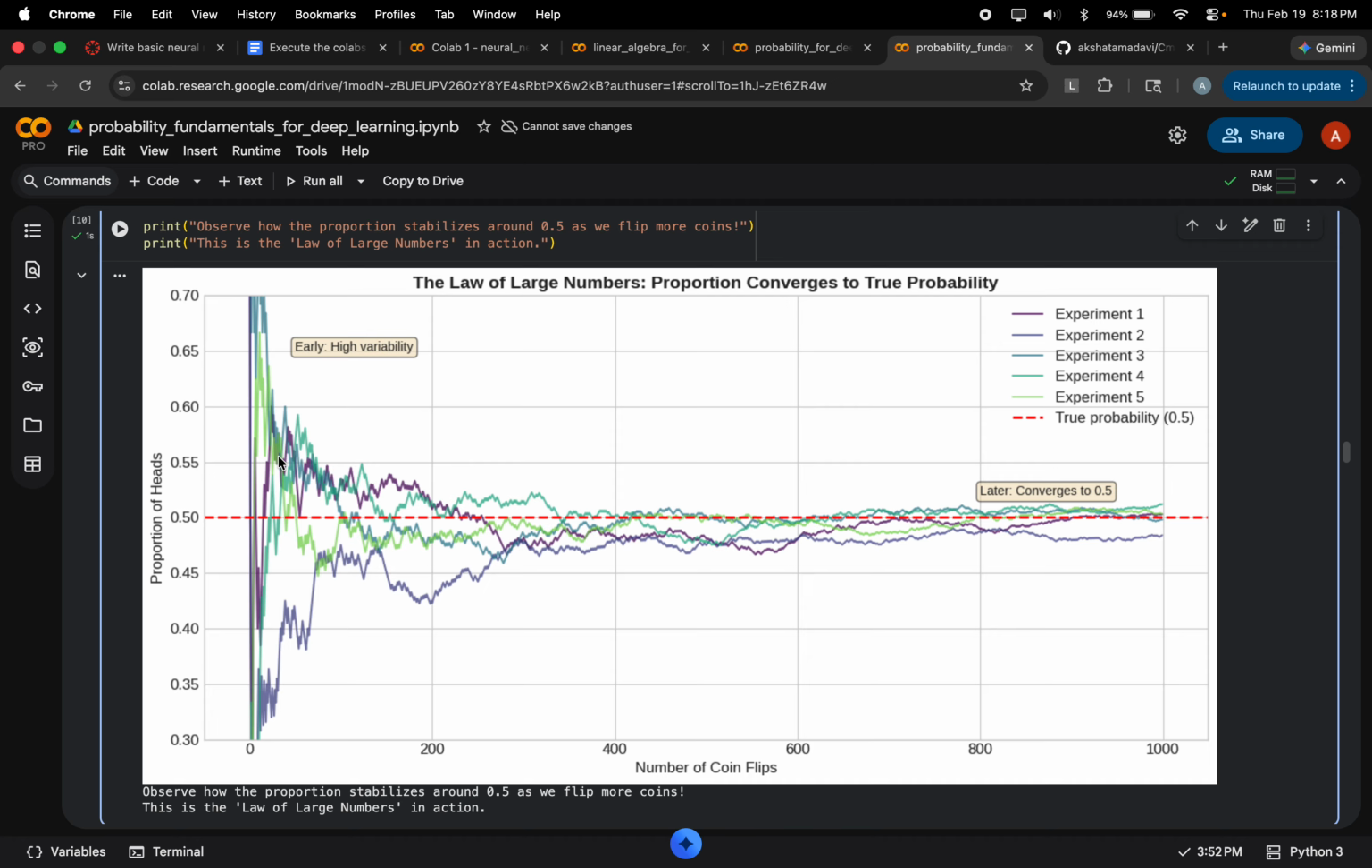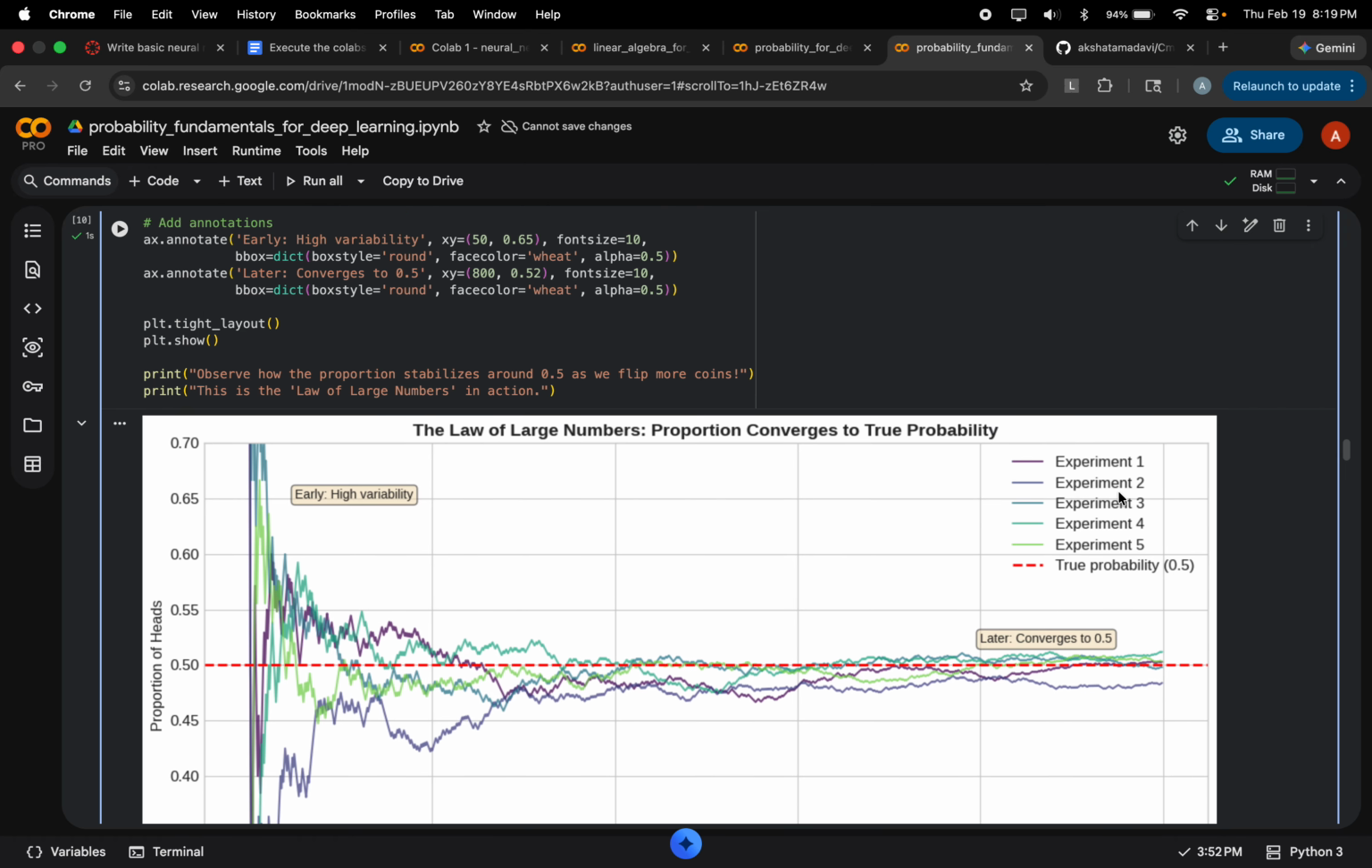So here initially it was only heads, only heads. But then as the number of samples increased, it converged to its true probability, which is 0.5, because mathematically also we know that there are only two possibilities, either heads or tails. So yeah, so this is the experiment for that.